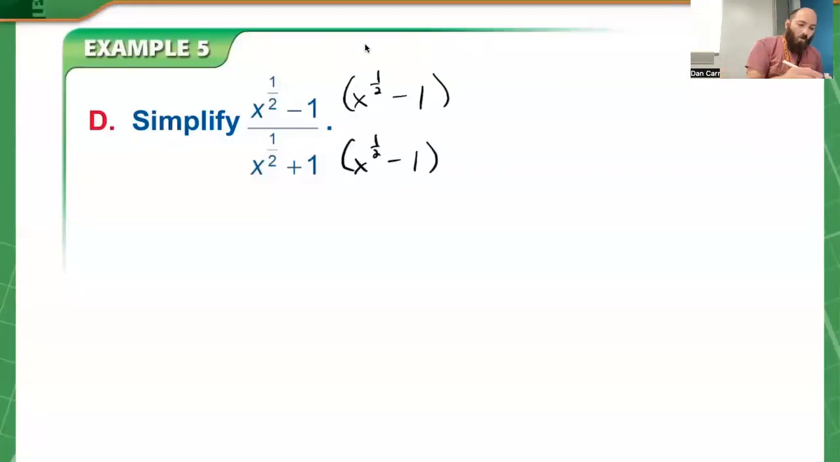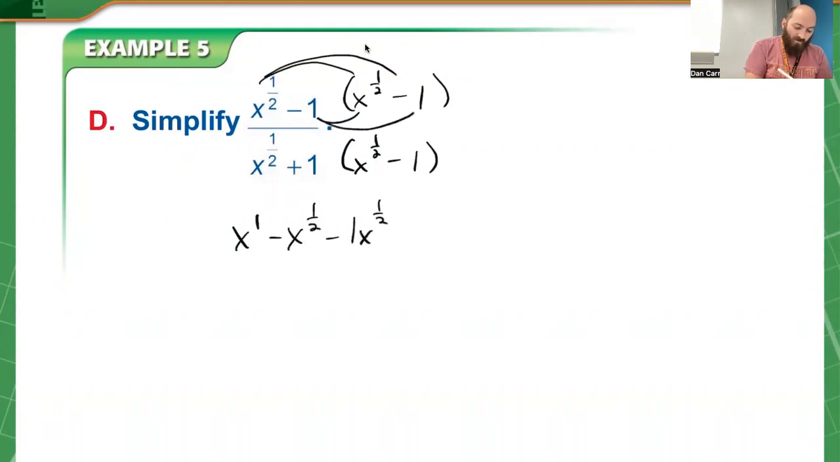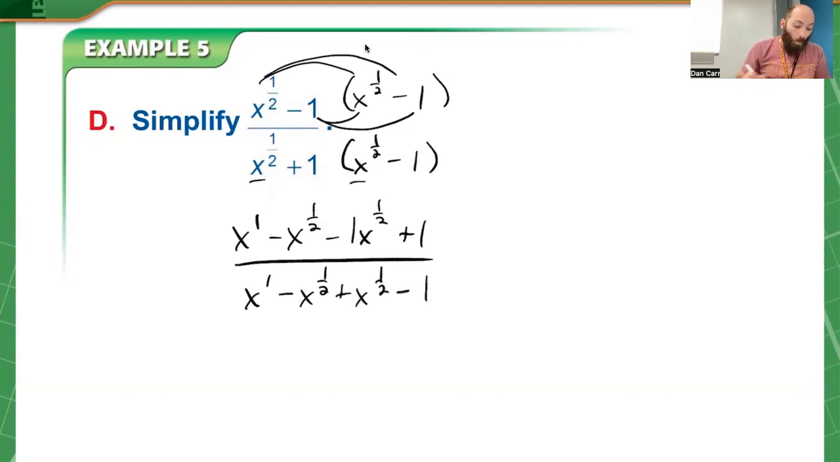Okay, sorry about that. So when we do this, we're going to go ahead and do our distribution rules. In my numerator, I've got x times x to the 1/2, and adding the 1/2 plus 1/2 is going to give me x to the first. And then negative 1 times x to the 1/2 power. Here's another negative 1 times x to the 1/2 power. And then negative 1 times negative 1 is a positive 1. In my denominator, x times x is going to give me x to the first. And then negative x to the 1/2, positive x to the 1/2, and then a negative 1.